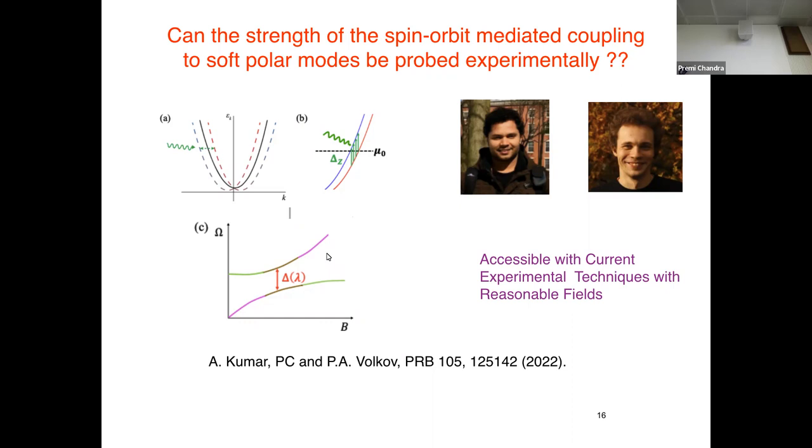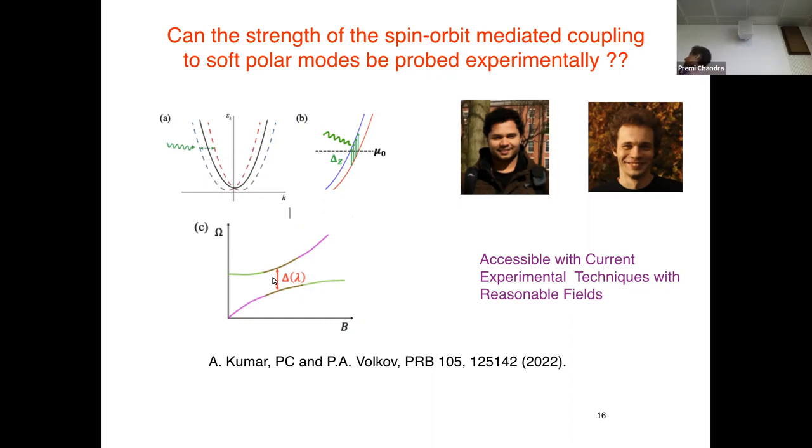We're above the transition, okay? We're in the disordered phase. We have a soft phonon. That soft phonon will go to zero at the quantum critical point. And we have these collective modes. At some point, they're going to hybridize. And when they hybridize, what we were able to show is that we could calculate the gap, okay? Because they're going to have an anticrossing. We can calculate the gap, and that gap will be a function of the coupling. I called it g before, but here it's lambda. So we calculated that. And we worked out that that's accessible with current experimental techniques with reasonable fields.